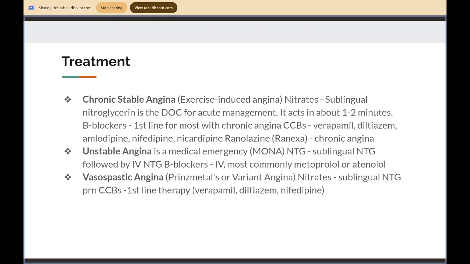So, treatment summaries for these. For chronic stable angina, which is also known as exercise induced: Nitrates, sublingual nitroglycerin is the drug of choice for acute management, acts in 1 to 2 minutes. Beta blockers, first line for most with chronic angina, and that's going to also include calcium channel blockers, and then ranolazine or Ranexa. Unstable angina is a medical emergency.